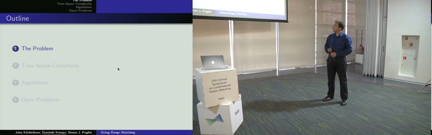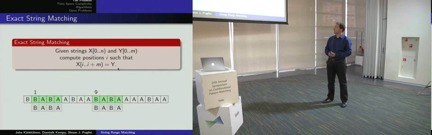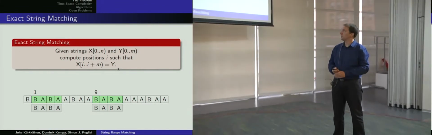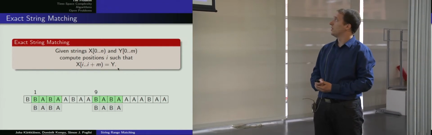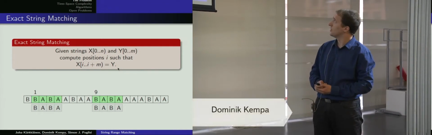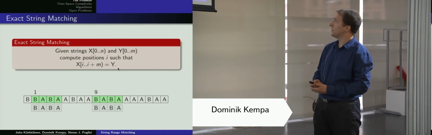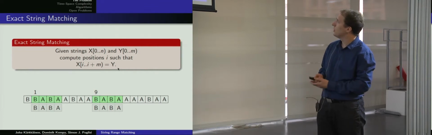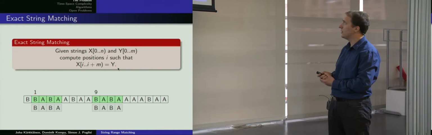So the problem discussed in this talk is a generalization of the classical exact string matching problem, in which we're given text X and a pattern Y, and the goal is to compute the starting positions of all occurrences of the pattern in the text. For example, in the text below, we have two occurrences of the pattern BA at position 9 and 1.